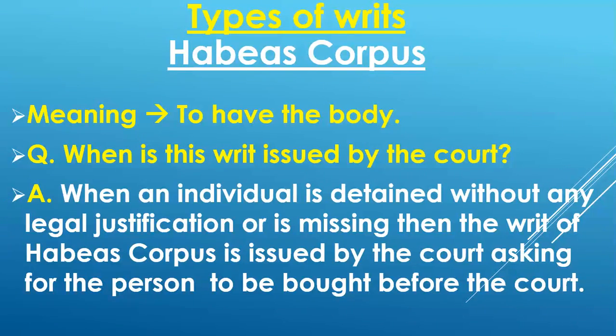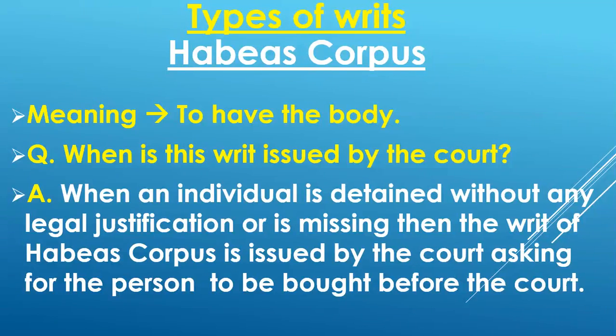Now let's imagine the second condition. The second condition is that somebody has kidnapped the Pappu, or Pappu is missing. Somebody means any private individual or any private organization has kidnapped the Pappu or Pappu is missing. So this is the second condition.